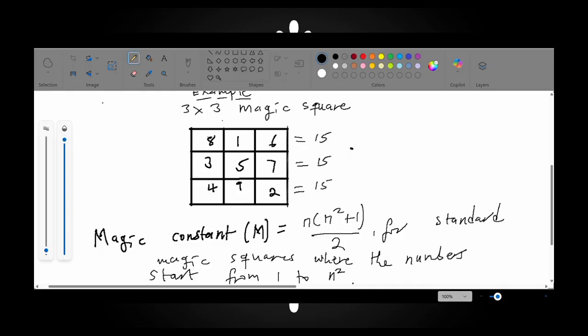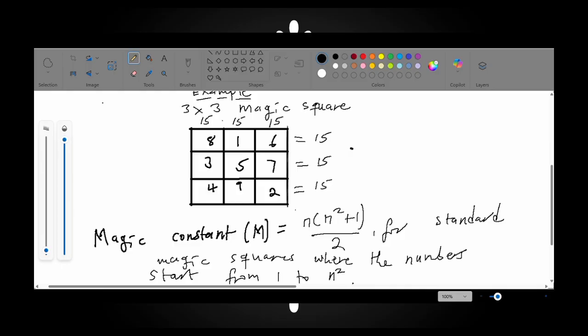So the first column, I have 8 plus 3, that's going to give us what? 11, right? 11 plus 4, that's 15. Again, we have 1 plus 5, 6 plus 9, we have 15. Then we also have 6 plus 7, that's going to give us 13. 13 plus 2, we have what? We have 15.